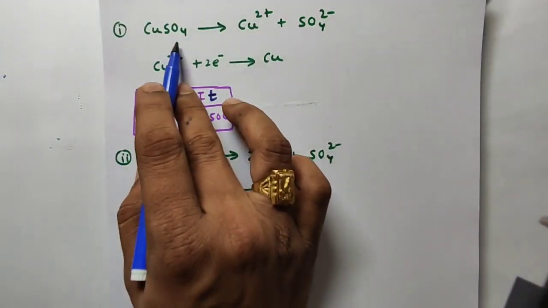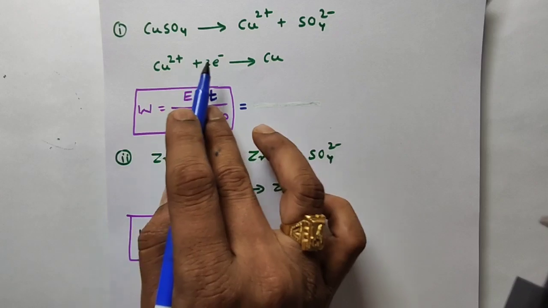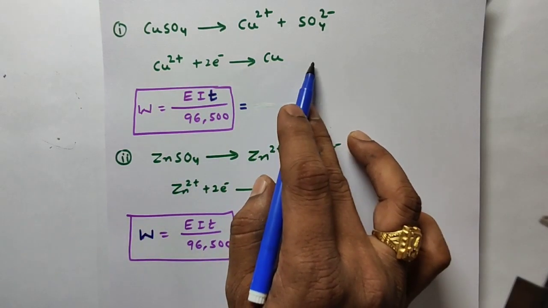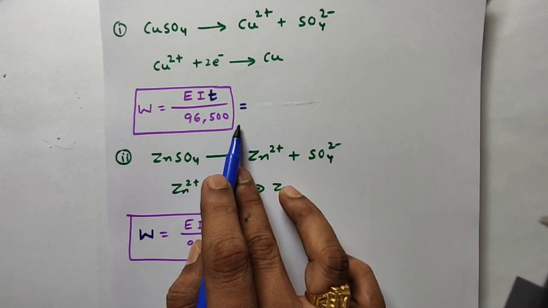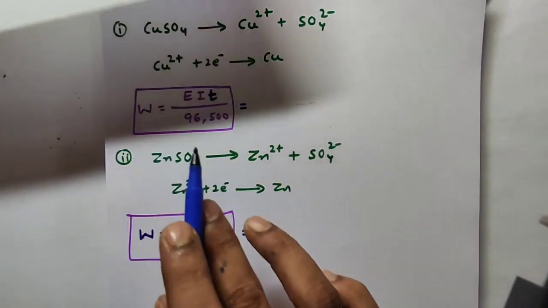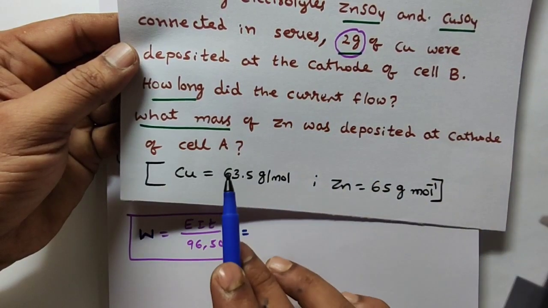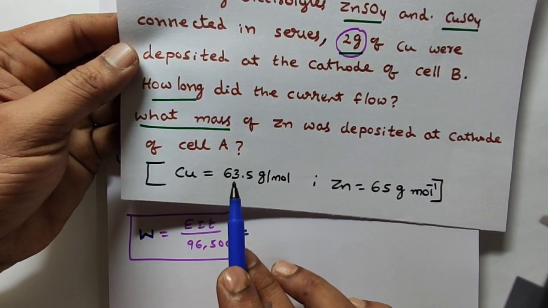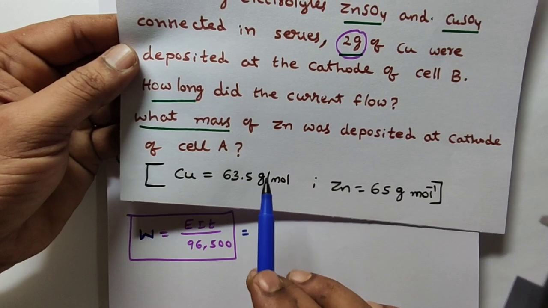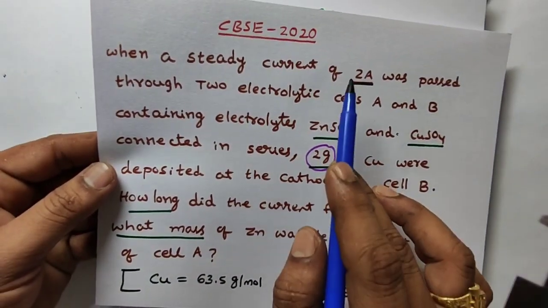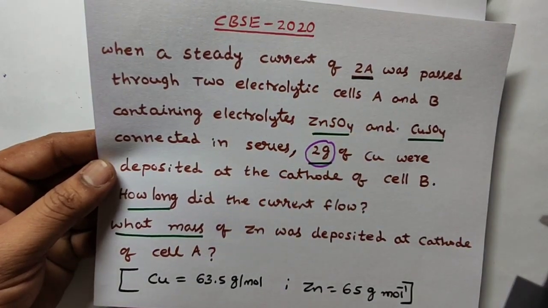CuSO4 splits into Cu2+ and SO4 2-, and this Cu2+ gains 2 electrons and is converted to Cu at the cathode. What is the formula? W equal to EIT divided by 96,500. First of all, what is W? Weight given is 2 grams, and equivalent weight is atomic mass divided by charge, so 63.5 divided by charge plus 2. Now, the current given is 2 amperes, and we have to find out the time.